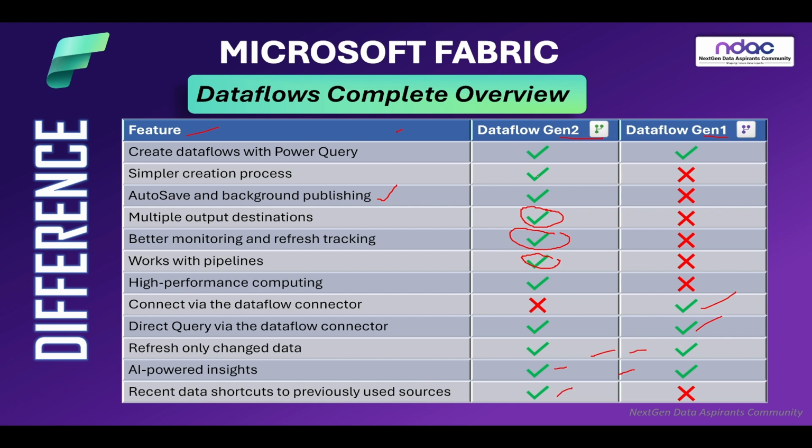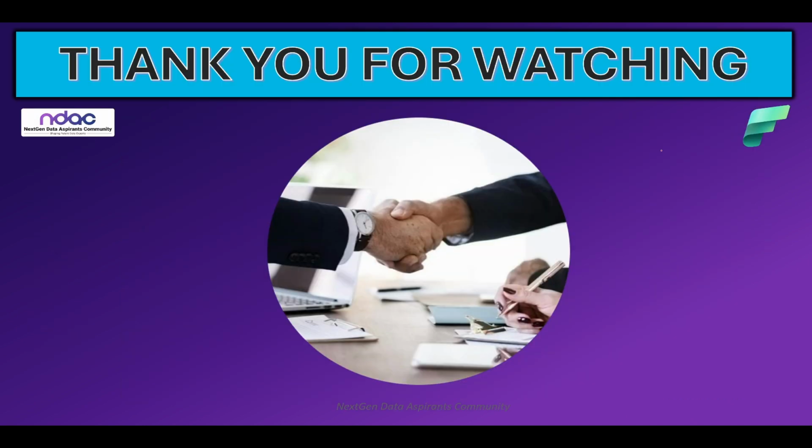Here you see all green tick marks except one, so it is supporting the majority of features, but in Gen1 there are a lot of red cross marks, it is not supporting them. So this is the complete difference between Dataflow Gen1 and Gen2. Okay, fine. With that, in this video we'll stop here, and I'll show you how we can create the dataflows and everything we can do in the subsequent episodes.